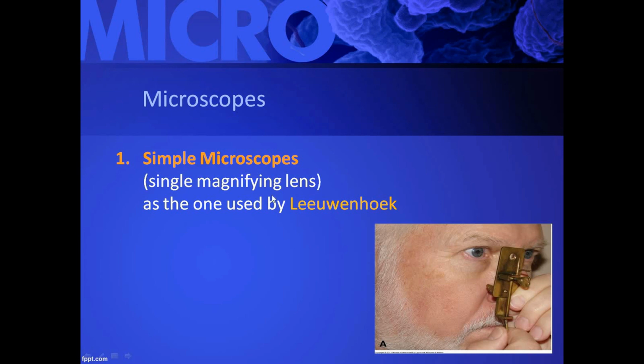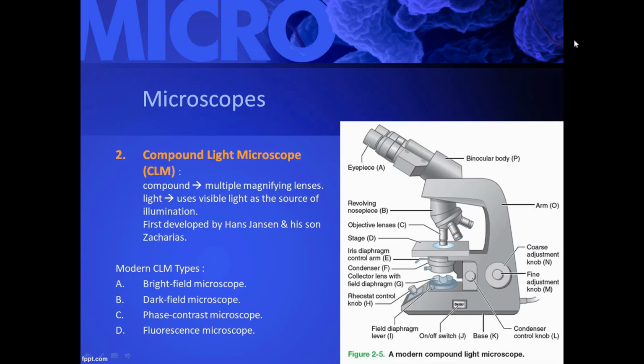So starting with simple microscopes, the first type of the four types of microscopes. These microscopes have a single magnifying lens, as the one used by Leeuwenhoek. Not much to say about this, so let's continue.